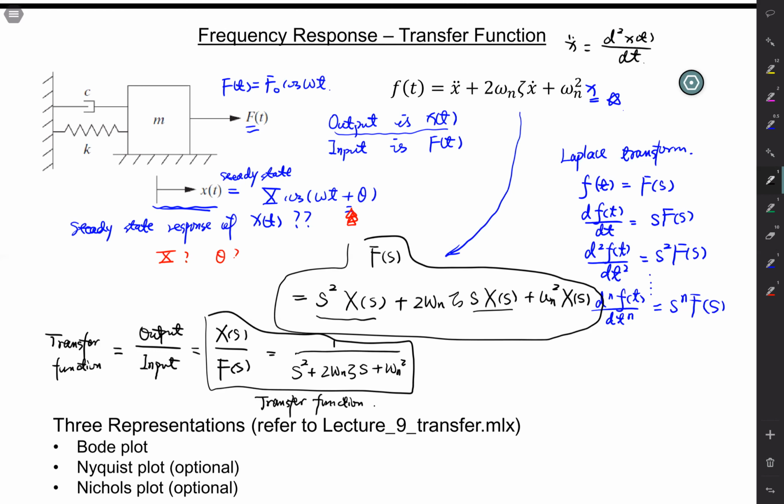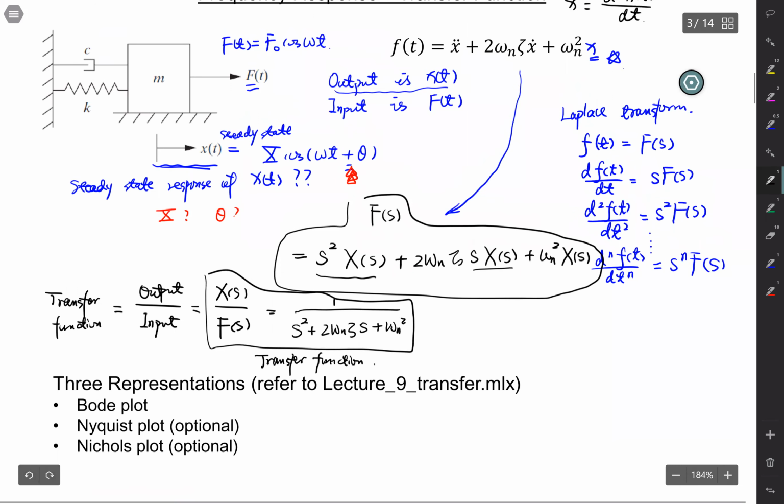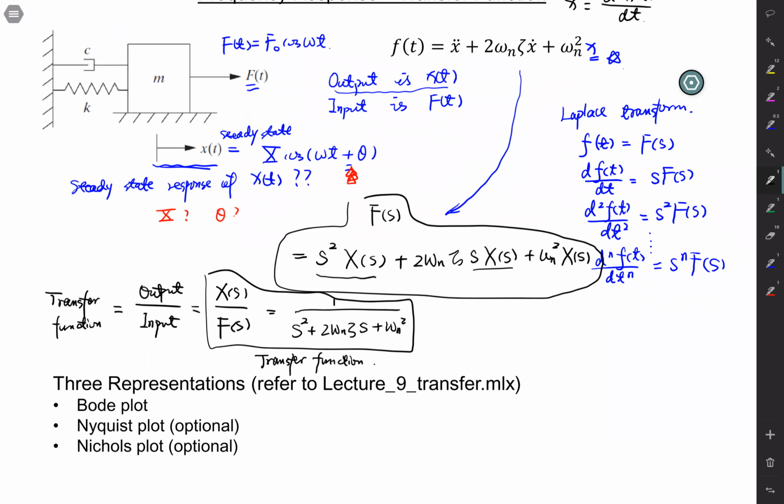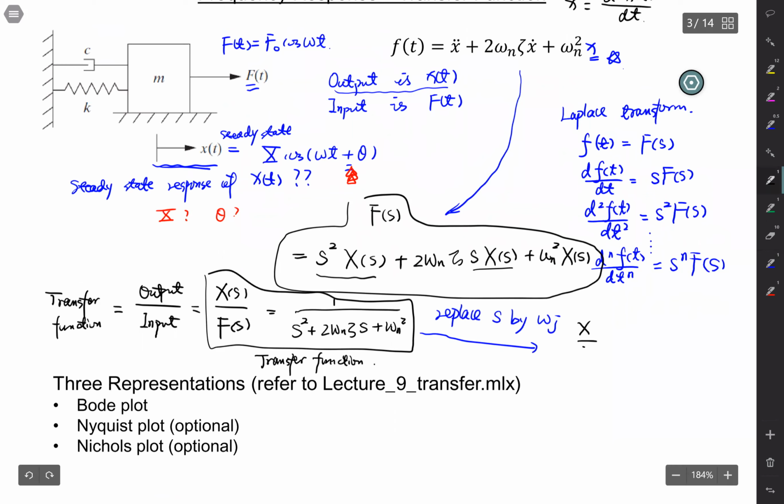So once you have your transfer function, the next question is how to use this transfer function to find your amplitude, big X, and find out the theta. So the second step is to replace s by omega j. You replace all the s in the equation by omega times j, a complex number. So your X over F at omega j is no longer a function of s, it becomes a function of omega.